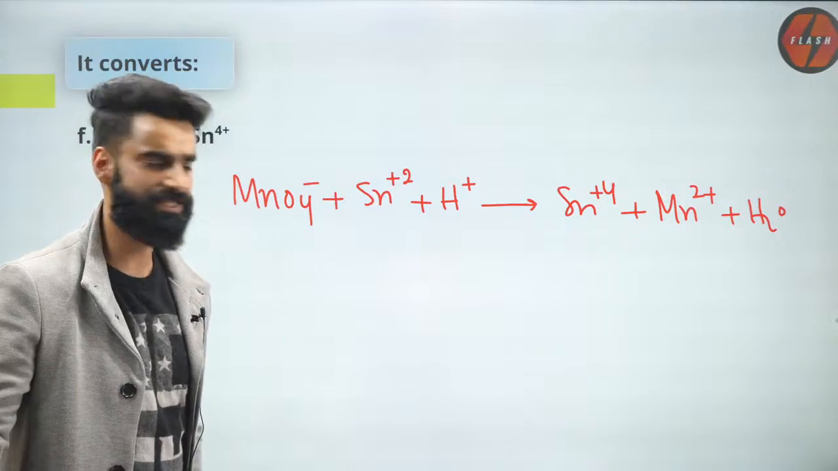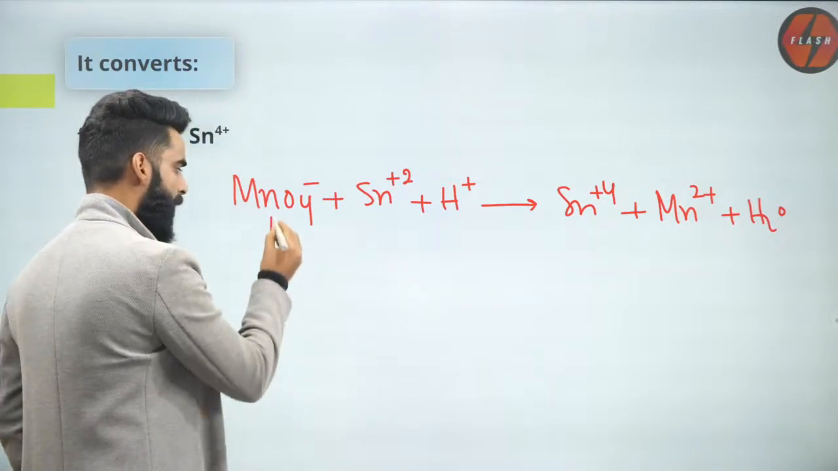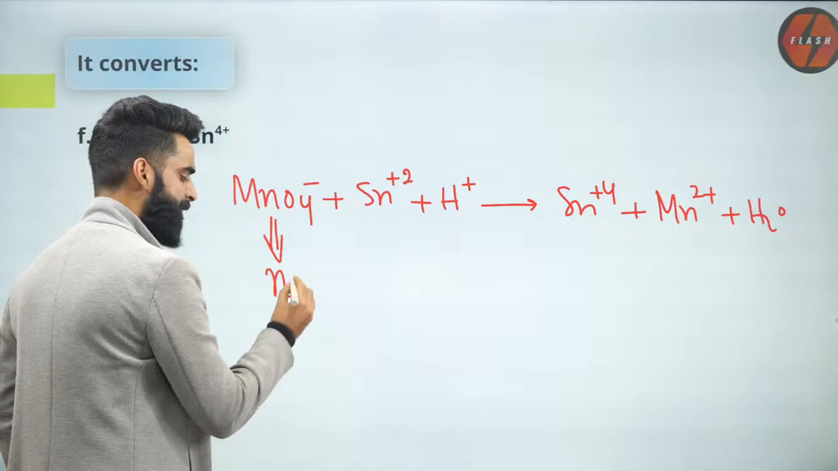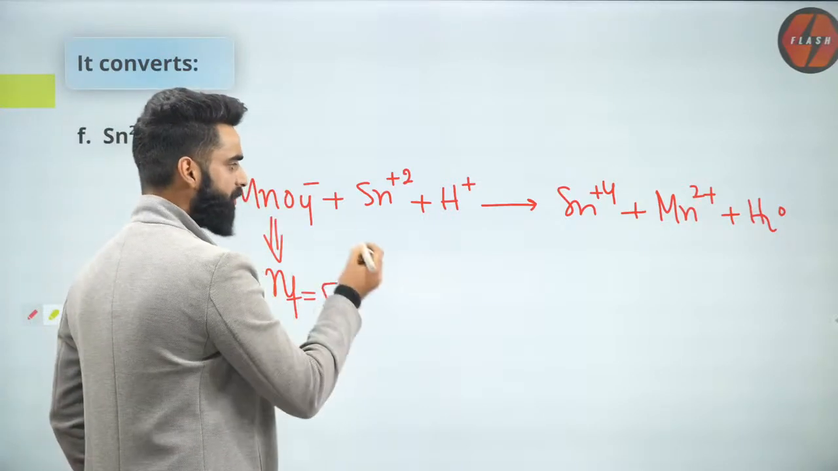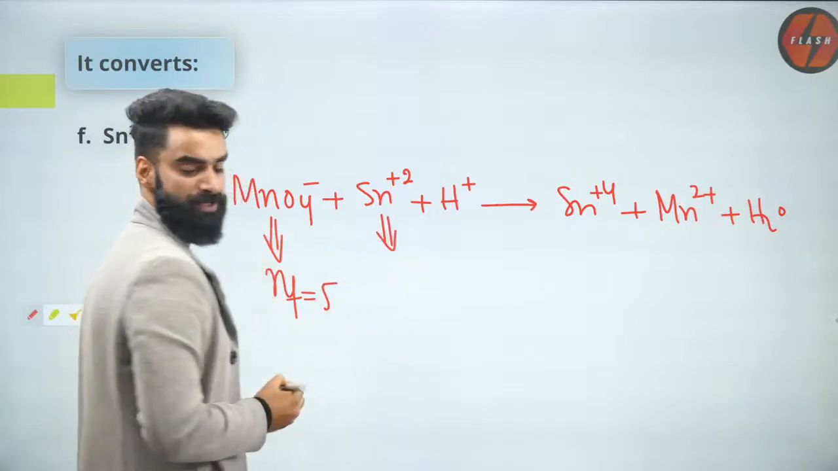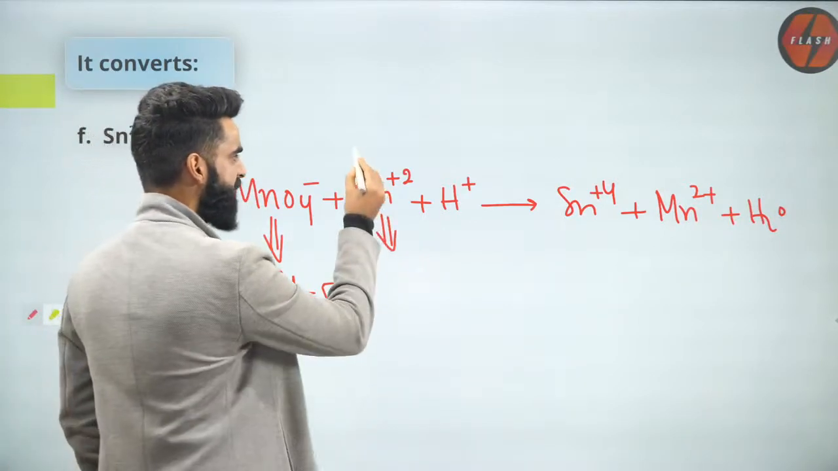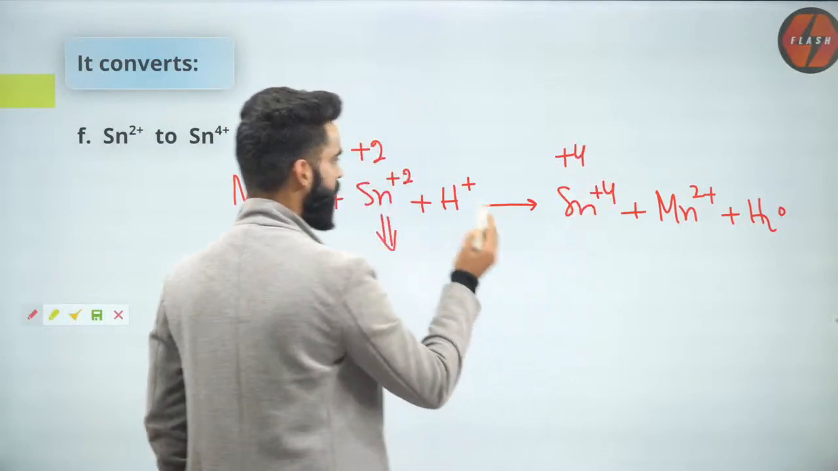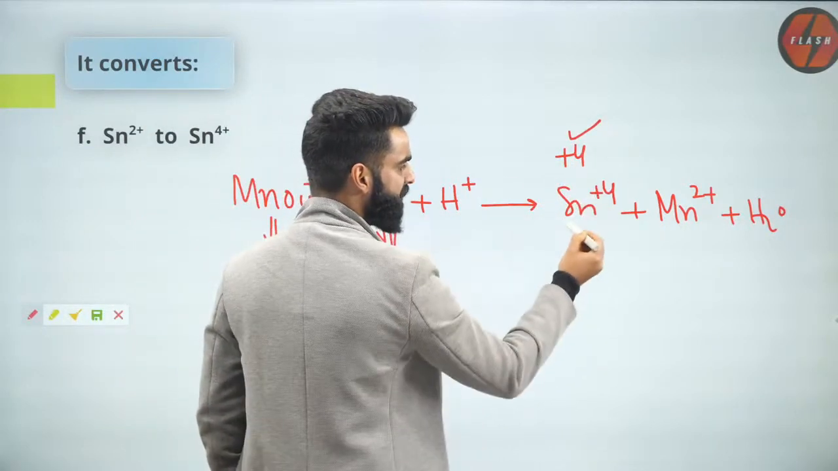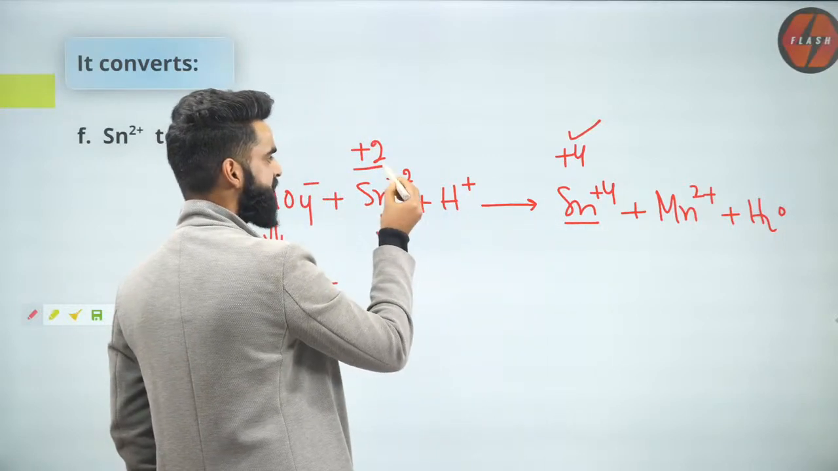Now people, oxidation state, everything is done. See, over here, MnO4 negative in acidic medium, its N factor is simply going to be equal to 5. Correct? What about the N factor of Sn2+ over here? Have a look. Its oxidation state right here is +2. Over here, its oxidation state is +4. So this is going to be the final oxidation state of tin, and this is going to be the initial oxidation state of tin.